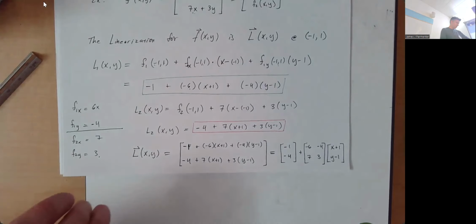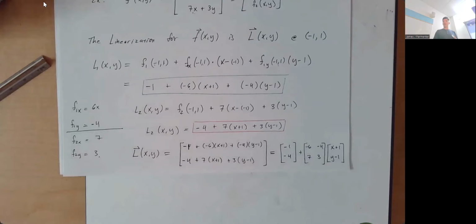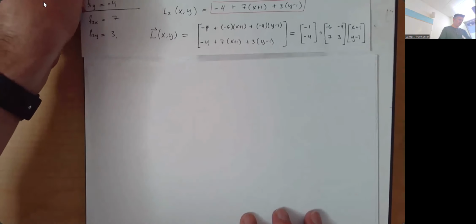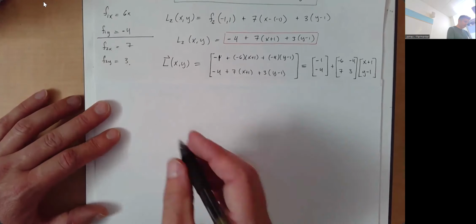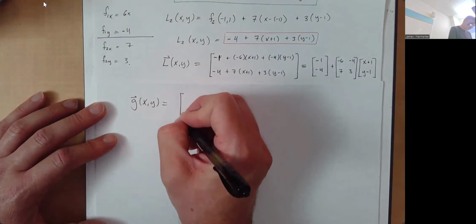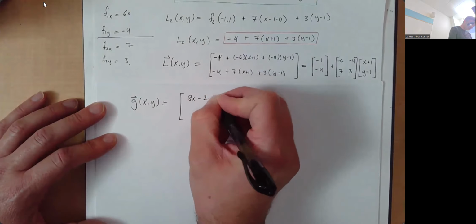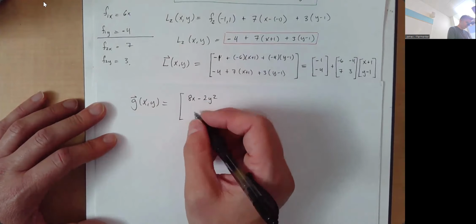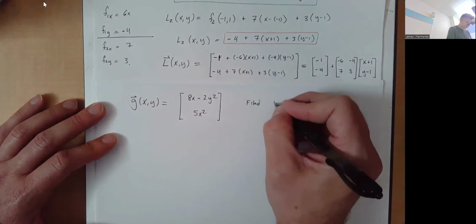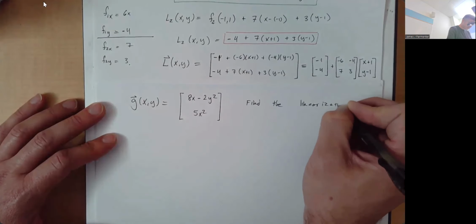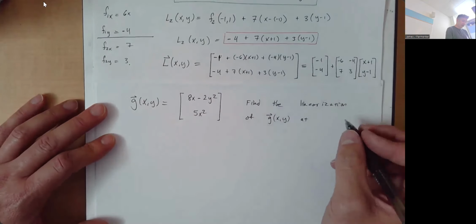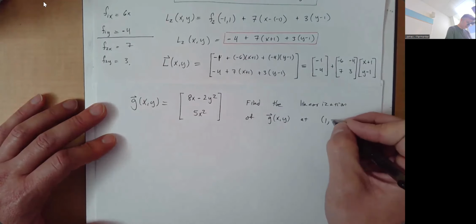But yeah, let's do a different example and see how we could have made this process a little bit faster. Let's say we've got another vector valued function. Let's give it a different name just for fun. Let's call it g. Let's say the vector valued function g of xy is equal to, sure, 8x minus 2y squared. And the bottom part is going to be 5x squared. And we want to find the linearization of g of xy at the point, and just really making something up, let's say 1, 3.